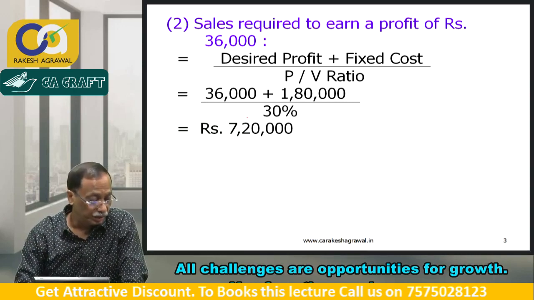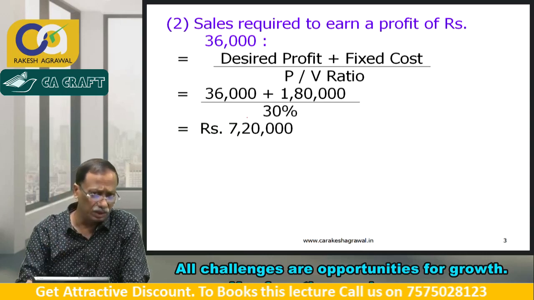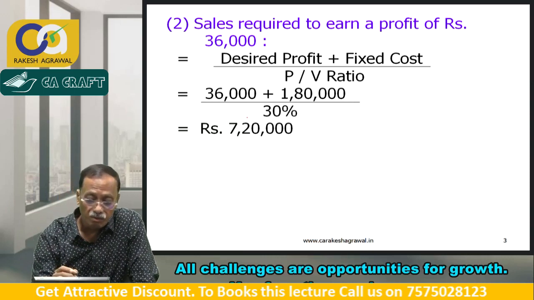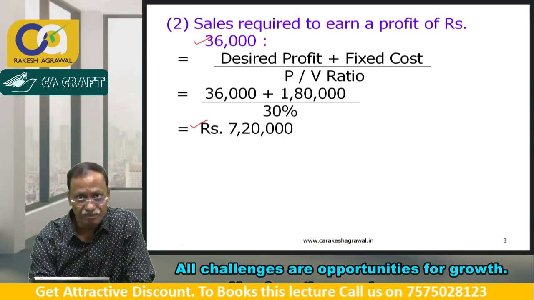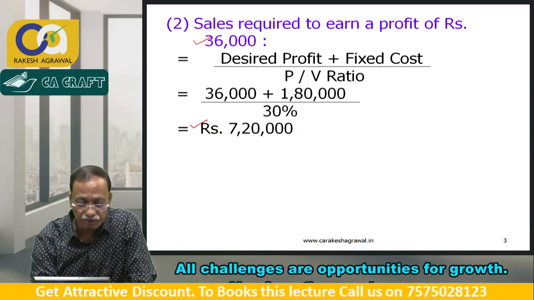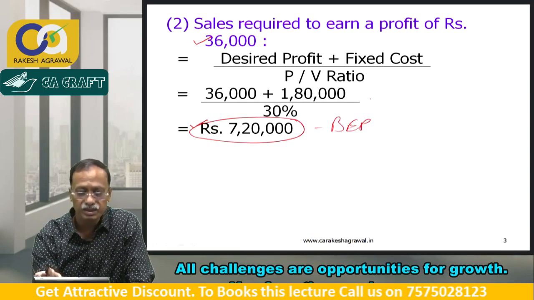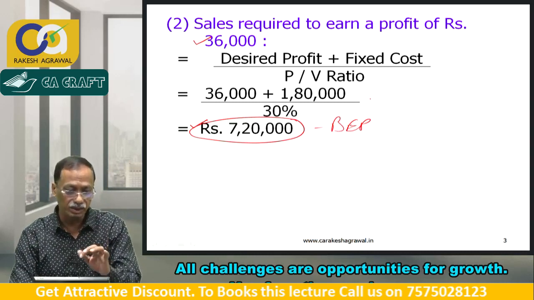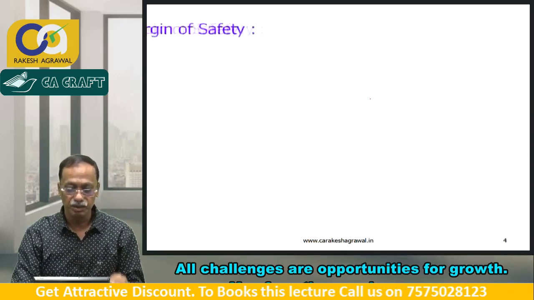Check the third part of the question. It says, at a profit of 36,000, express the margin of safety. Now we have already done one calculation. At a profit of 36,000, we have got sales. So at this profit, this is the sales. Now this sales minus BEP sales, you will get margin of safety sales. We can get it easily, because the third question is connected to the second part of the question. Therefore it is easy.